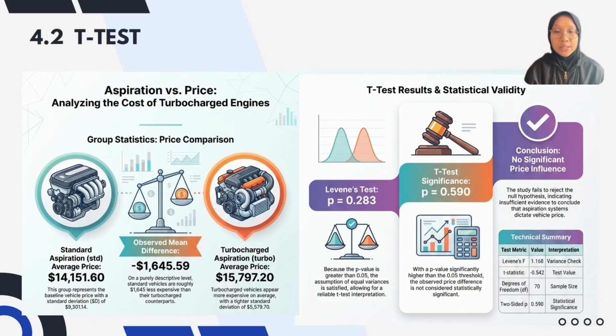Since the p-value is greater than the significance level of 0.05, the difference in the vehicle price between standard and turbocharged bicycle is not statistically significant. Therefore, even though the turbocharged bicycle has a higher average price, the difference is not strong enough to conclude that the aspiration system affects the vehicle price.